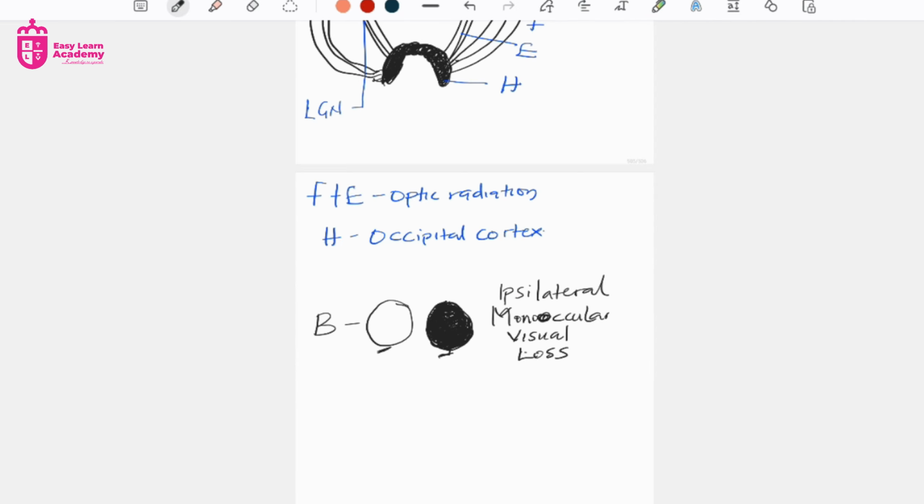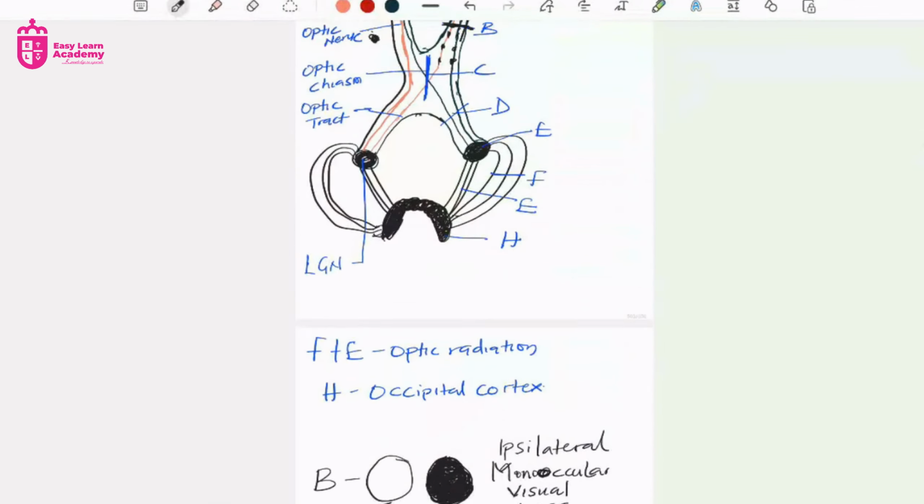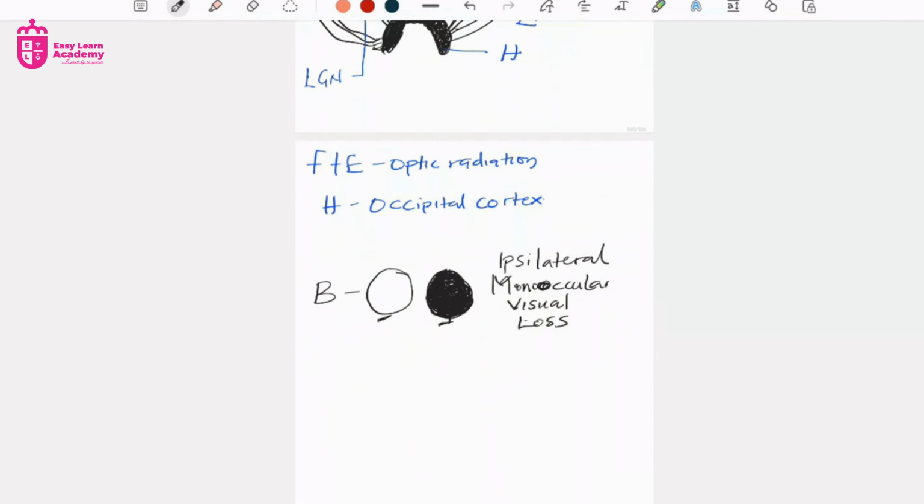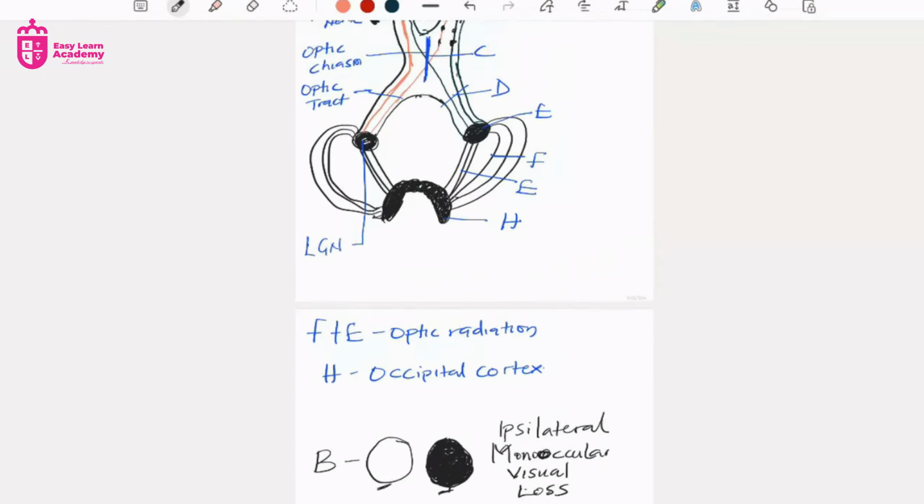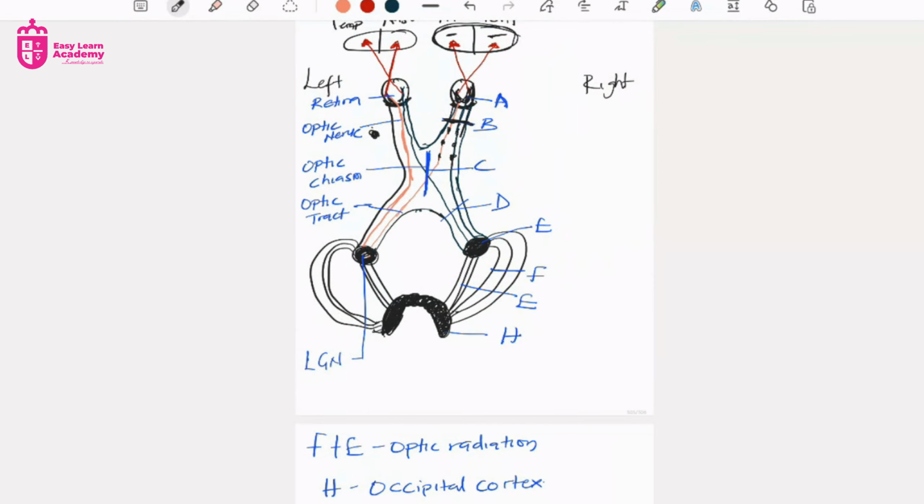Because if it was on the other side, we'll call it a contralateral. So lesion B will lead to an ipsilateral monocular visual loss in your exam. Who does not get it? By the way, if you are still forgetting, B means there's a lesion at the optic nerve. The optic nerve has been affected. Imagine there's a cancer that's damaged the optic nerve.